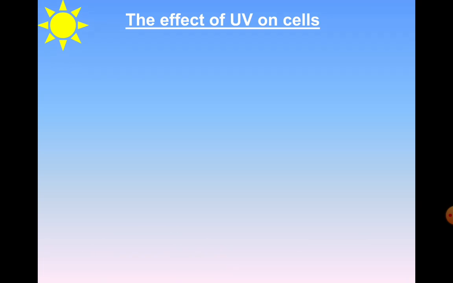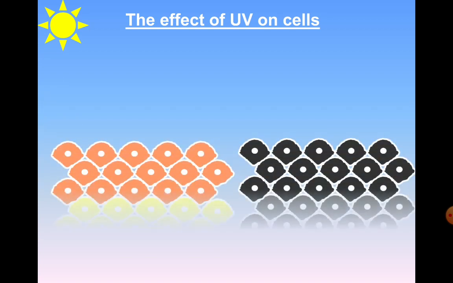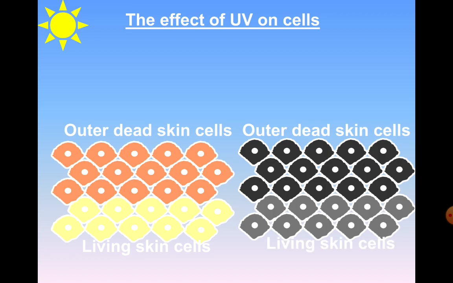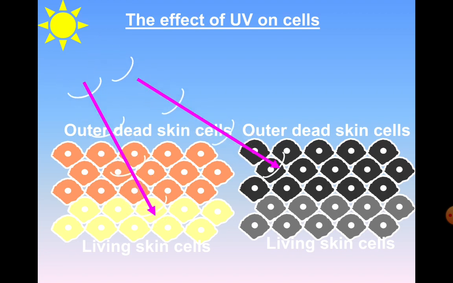Alright. What are the effects of ultraviolet on cells? Normally we have outer dead skin cells and living skin cells, and what is going to happen? They could actually cause mutations in your cells due to the ultraviolet, and they could actually cause cancer on your skin. So be careful, okay?